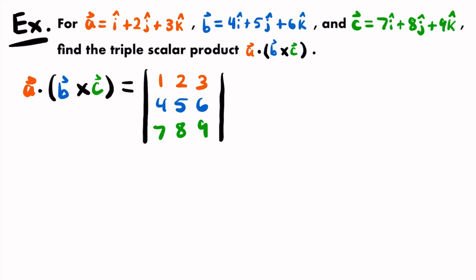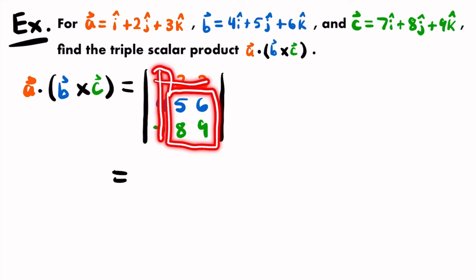And so let's do that. Let's start by looking at our first row here. In particular, we're going to be looking at 1 to begin. We'll cross out the row and the column that 1 is in, and then use the remaining 4 values to calculate a 2 by 2 determinant that we will then multiply by 1.